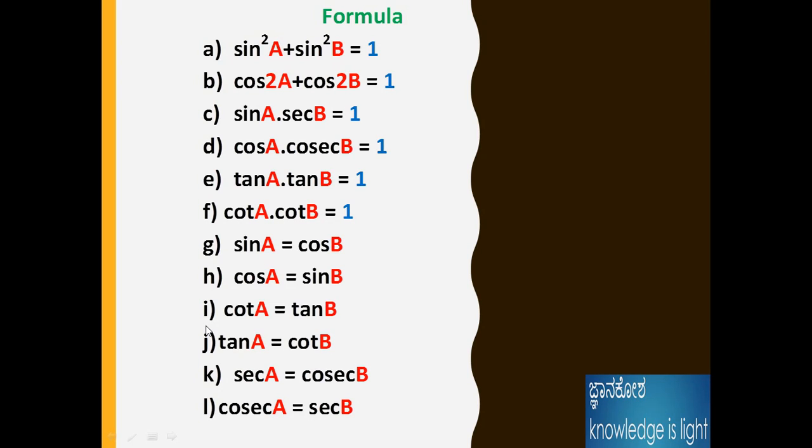If you are using this formula, definitely you could solve any of the problems. I have divided it here. Please remember this one: cot A cot B is equal to 1, sin A is equal to cos B, cos A is equal to sin B, because the angle should be 90 degrees.